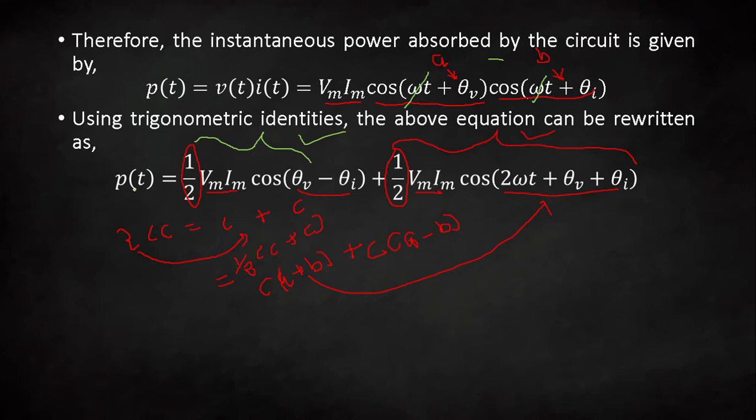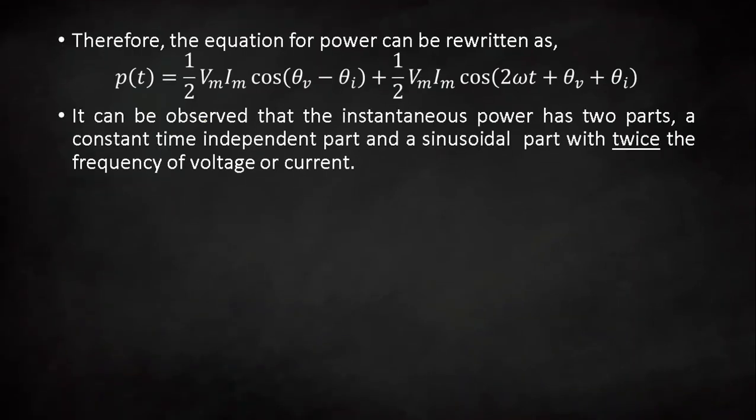So the instantaneous power is given by 1 by 2 Vm Im cos (theta v minus theta I) plus 1 by 2 Vm Im cos (2 omega t plus theta v plus theta I). Okay, so here you can see that is the equation of power, and we have just rewritten this equation. Now it can be observed that the instantaneous power has two parts. The first part is 1 by 2 Vm Im cos (theta v minus theta I), and the second part is 1 by 2 Vm Im cos (2 omega t plus theta v plus theta I).